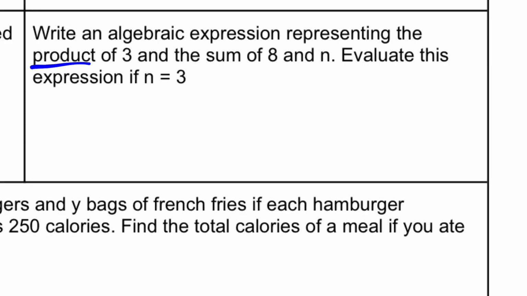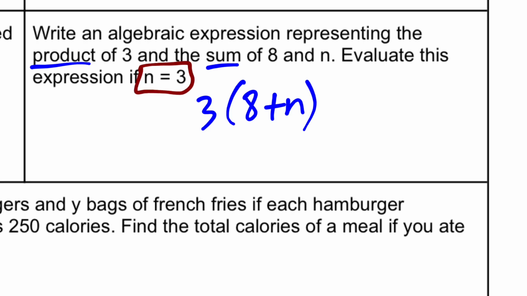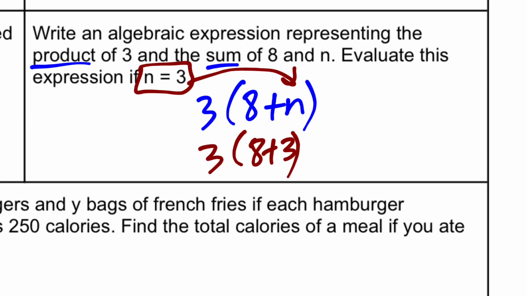Product means multiplication, and sum means addition. So I'm going to write 8 plus n. Second part to this one, evaluate if n equals 3. So I'm going to substitute. This is now 3 times 8 plus 3, or 3 times 11, which is 33.